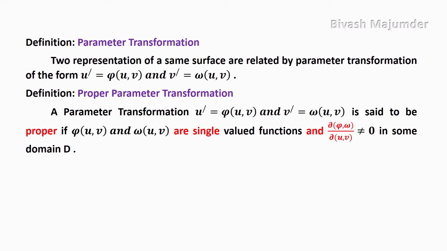Now the definition of proper parameter transformation is: a parameter transformation u dash equals to phi of uv, and v dash equals to omega of uv is said to be proper if phi of uv and omega of uv are single-valued functions and del of phi, omega by del of uv is not equals to 0 in some domain D.